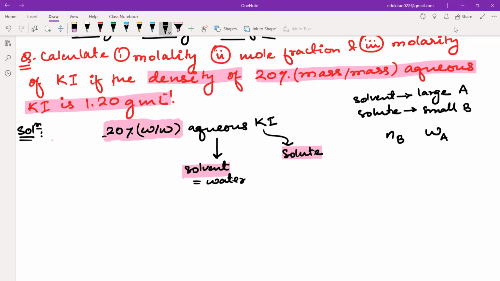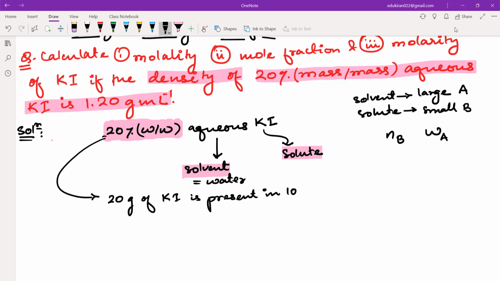Now we have this information that is 20% W by W. Now we need to translate this statement. This is very important. It means 20 gram of KI is present in 100 grams of solution. Now, can you translate anything which is some percentage W by W? So if I say it is 10%, that means you will say 10 gram in 100 gram of solution. Remember this, that it is 100 grams of solution. Okay, not solvent, it's 100 gram of solution.